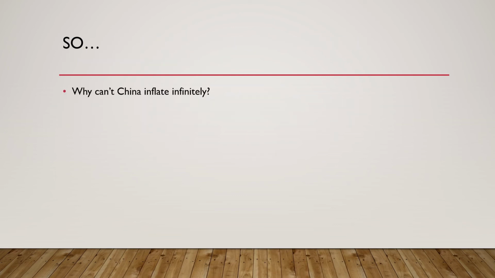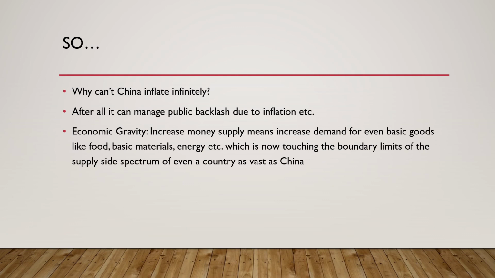So one question that can come to your mind, and we have touched upon it briefly in the previous slide, is why can't China inflate infinitely? Or in other words, why can't China keep on doing the same thing, inflating its money supply domestically more and more and keep on rolling the ball further and further? After all, it can manage the public backlash even if there's high inflation in the economy, given its political structure. The answer is it can't.